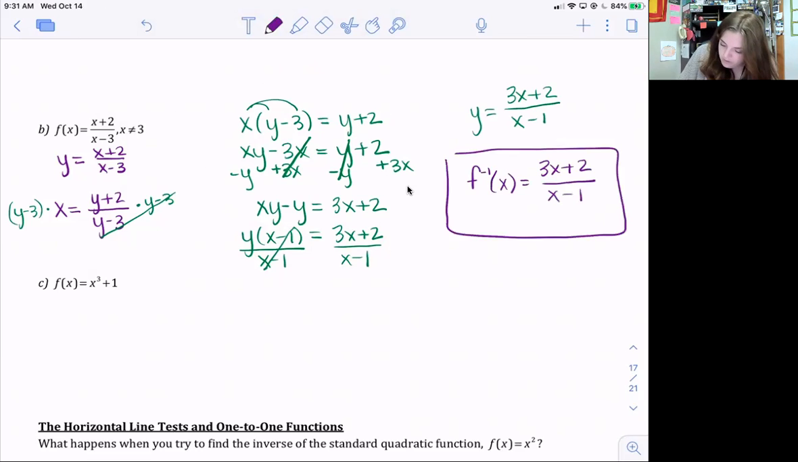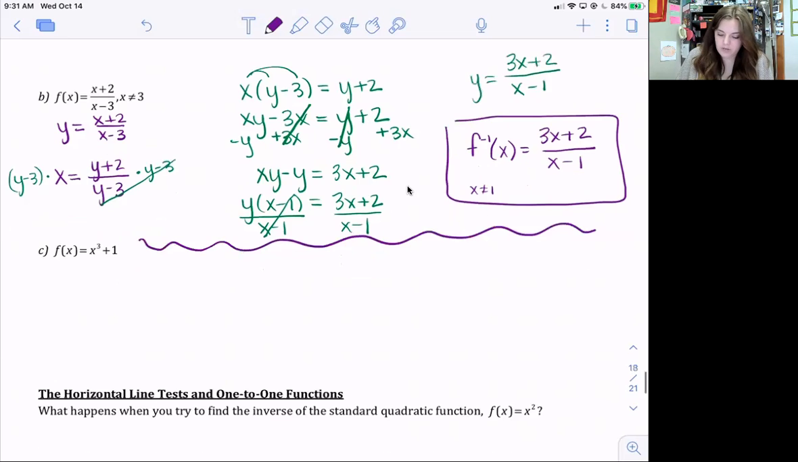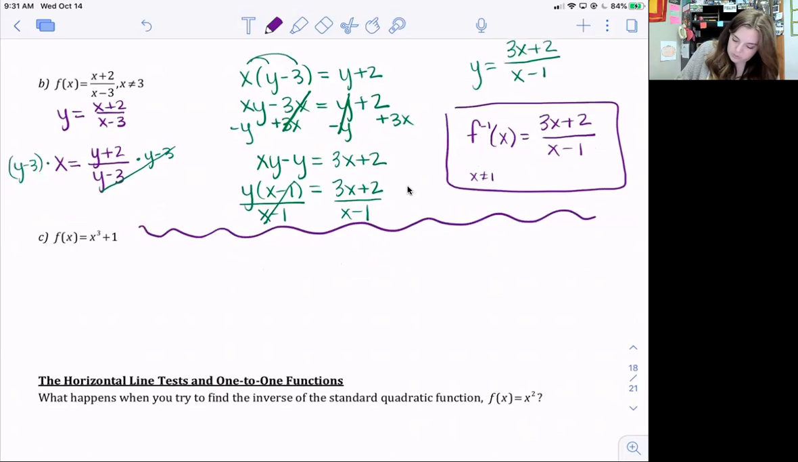Okay. And here we know x cannot equal 1 because that would make our denominator 0. All right, now let's look at C. We have f of x equals x cubed plus 1. So going through our steps, change f of x to y. So y equals x cubed plus 1. Change x and y.